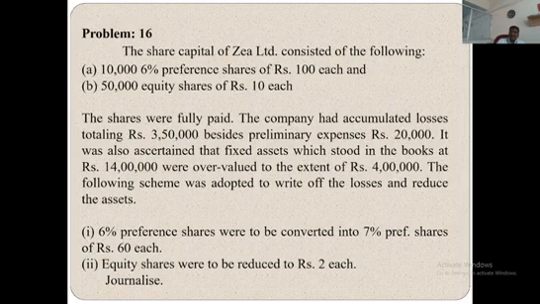So 8 rupees reduced, but only the new share capital value is 2 each. So old share capital account debit, 50,000 into 10, 5 lakh debited to equity share capital account. New equity share capital 50,000 into 2, 1 lakh rupees. To capital reduction, 50,000 into 8, 4 lakh rupees, being equity share capital reduced to rupees 2 each.